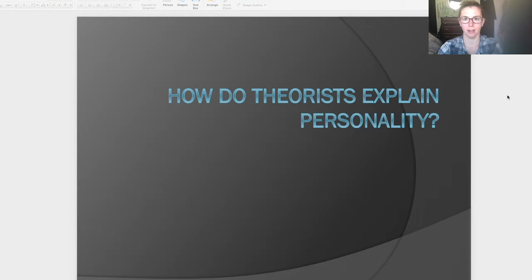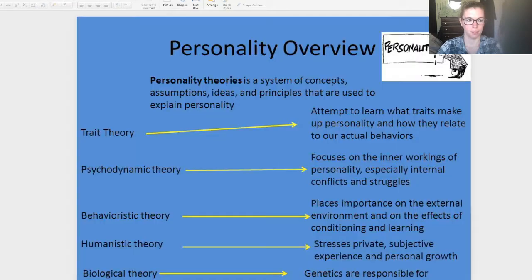Theories of personality have existed for as long as humans have existed, but we aren't going to go back all the way to Plato and Aristotle and what they thought of human personality. We just don't have time. So today we're going to talk about five different theories of personality. Okay, this is a nice overview slide.